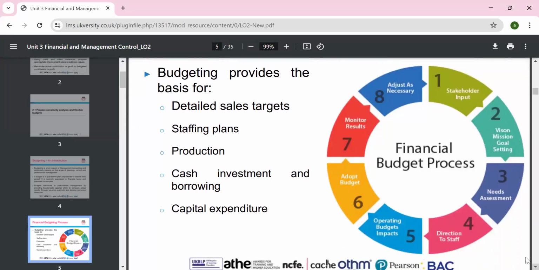Capital expenditure means there are two types of expense, capital and revenue. Capital expenditure means you are spending money on buying an asset or an extension of the property. These are all capital, which we can capitalize and show in the balance sheet.